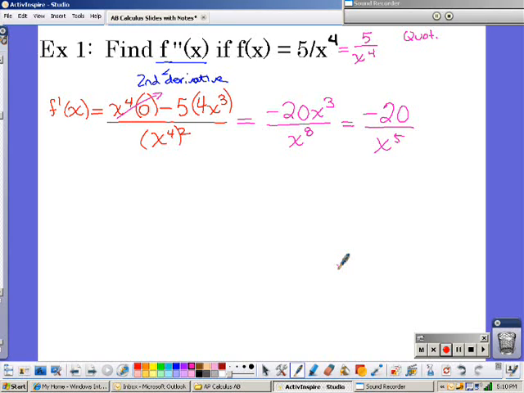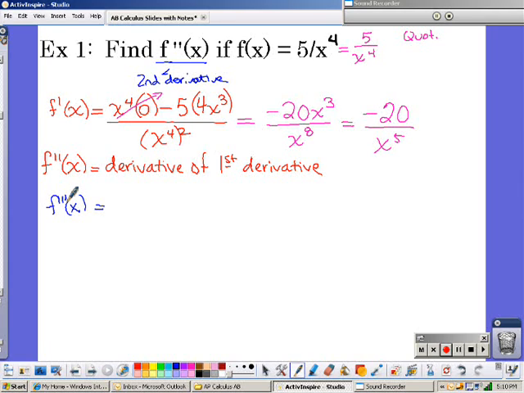The reason I would choose to take the time to simplify that is because now, when I take the derivative of the derivative, I get my second derivative. So the second derivative happens when you take the derivative of the first derivative. So let's do that. Let's go ahead and use our quotient rule again on this problem in order to find the second derivative. Here we go.